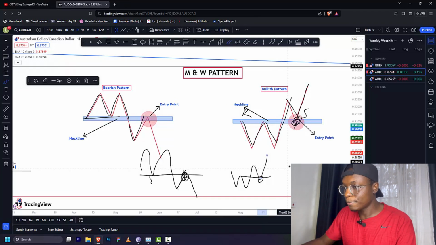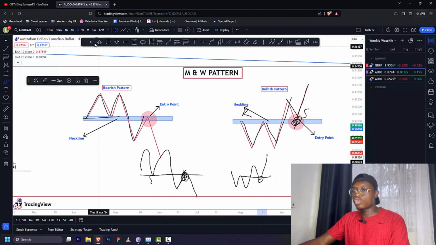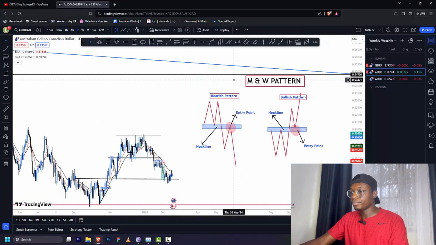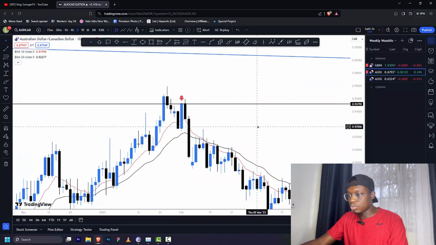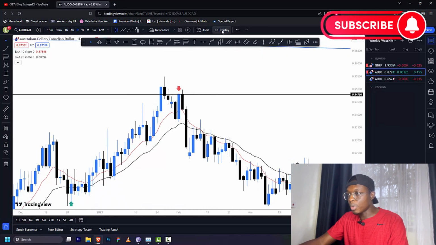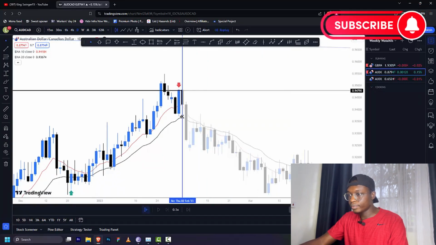This is a very beautiful pattern. Now let's move on to a live market example. Let's see how it plays out on the live market. The first example that I would like us to talk about is this. Now let me use my replay tool and clear it.